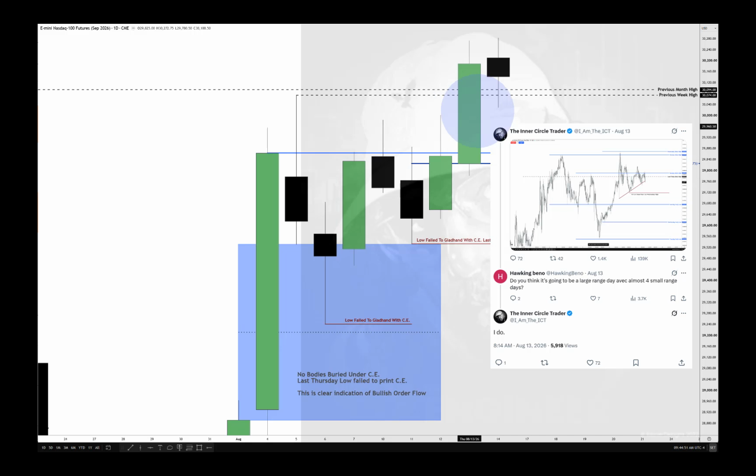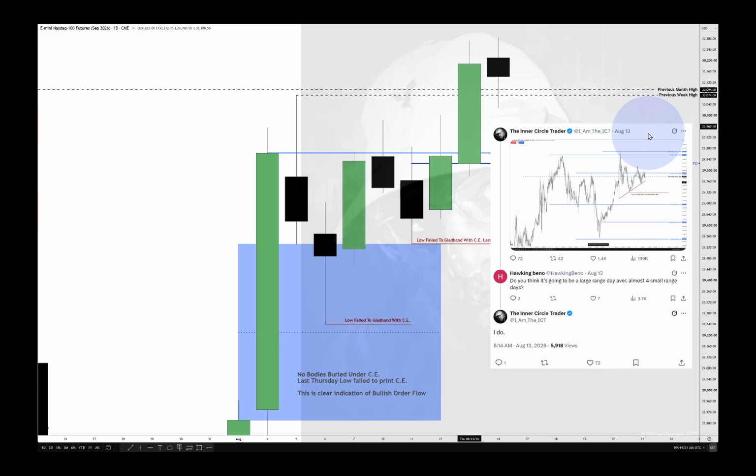And here's a student asking, do you think it's going to be a large range day? Almost four small range days. What's my answer there? I do. And this is occurring at 8:14 a.m. on August 13th, before this run, before the PPI number comes out. It's going to be a large range day. And I'm indicating here that I'm anticipating a drop down to go up and take out at least Wednesday's high.